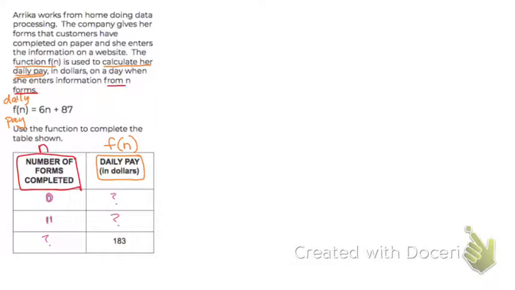So if it were me, I would label that. I would rewrite that. So when I read this function, I would read it as: the daily pay equals 6 times the number of forms plus $87. Now this problem hopefully becomes a lot easier. So let's go through one row at a time.